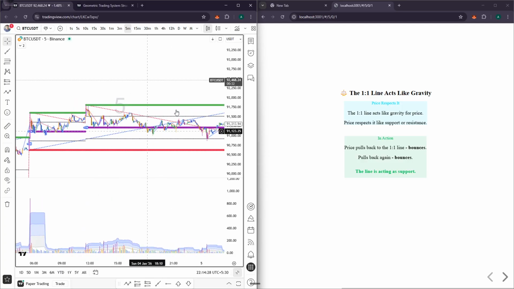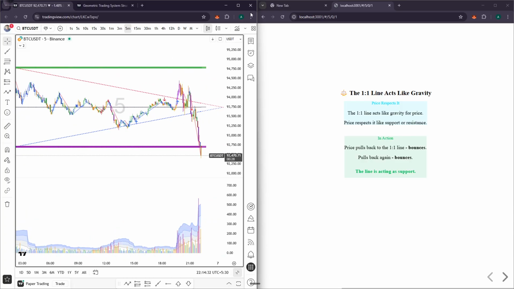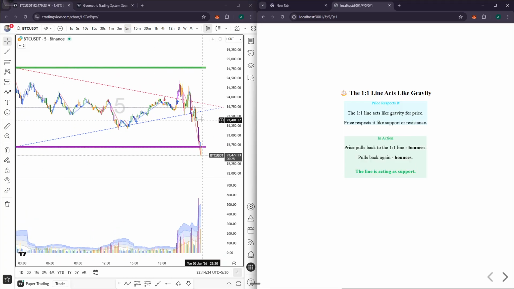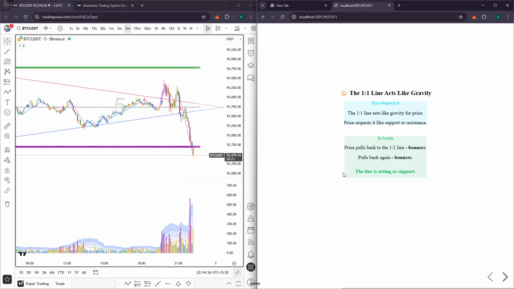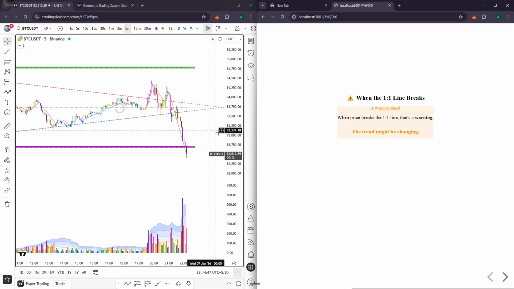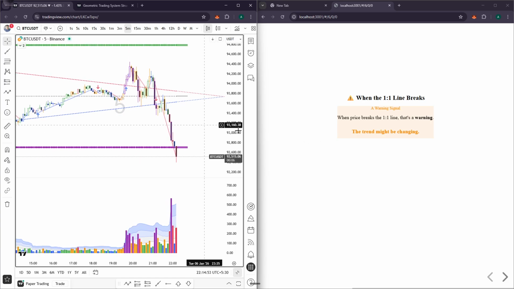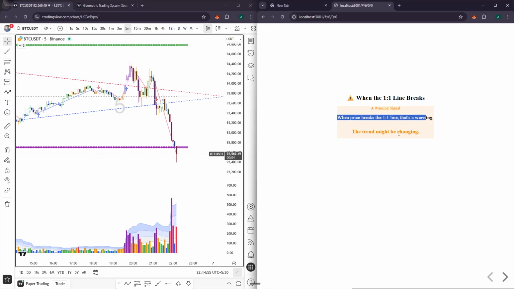You can see here, and then here again. And when it breaks below, it just goes down. So this is the example that we saw. When the one by one line breaks, this is a warning signal. It broke here, warning signal, pulls back, and then continued the downtrend. So this is the warning signal that the trend might be changing, and that's what happened.